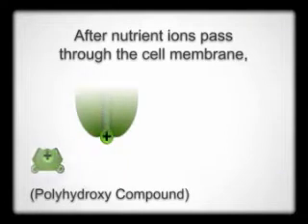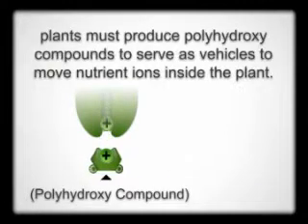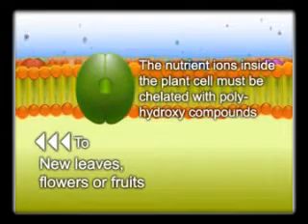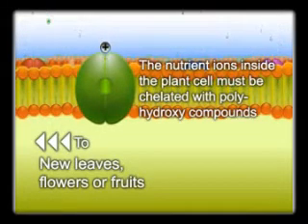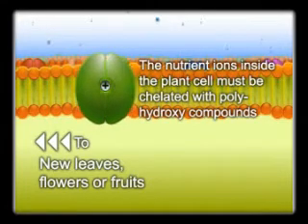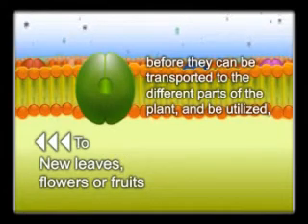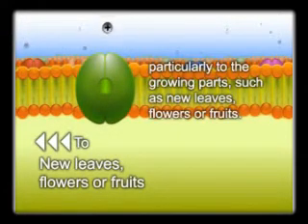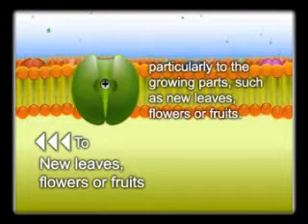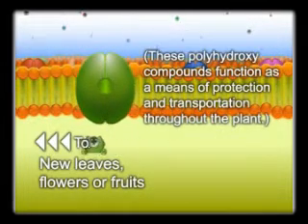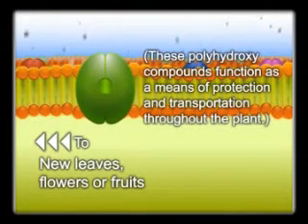After nutrient ions pass through the cell membrane, plants must produce polyhydroxy compounds to serve as vehicles to move nutrient ions inside the plant. The nutrient ions inside the plant cell must be chelated with polyhydroxy compounds before they can be transported to the different parts of the plant and be utilized, particularly to the growing parts such as new leaves, flowers, or fruits. These polyhydroxy compounds function as a means of protection and transportation throughout the plant.